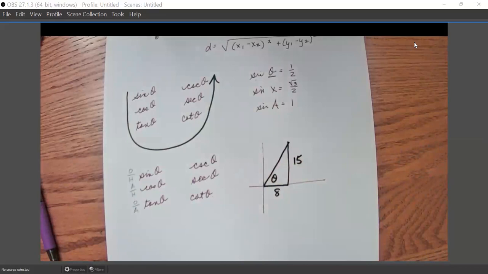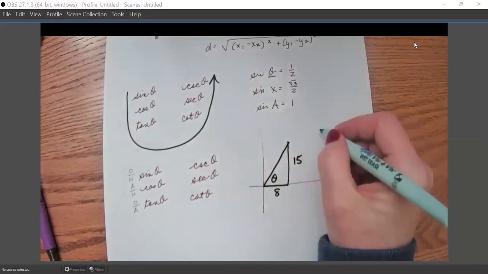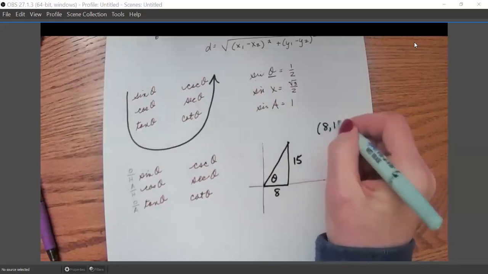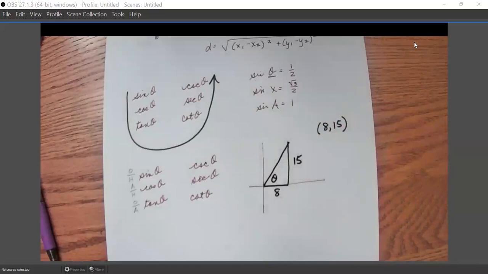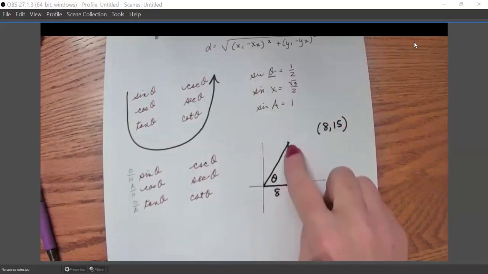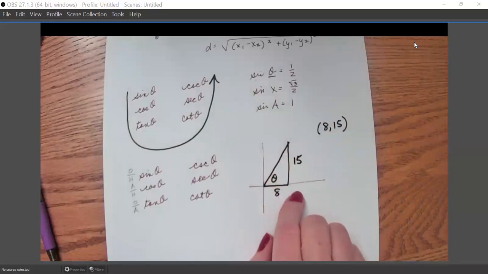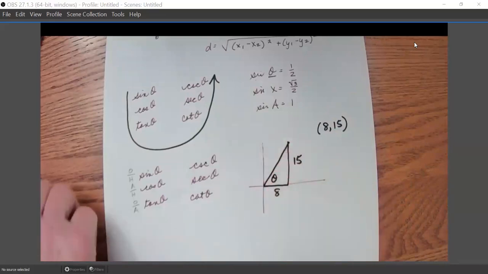How did I get this? The problem said to find the 6 trig functions for the angle whose terminal side goes through the point (8, 15). So here's my point (8, 15). That's over in x, 8, and up 15. All right, so the first thing I need to do is find the length of the hypotenuse.